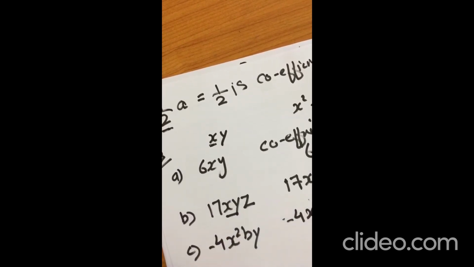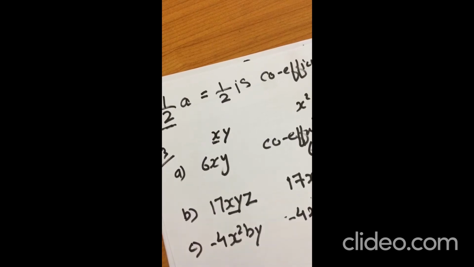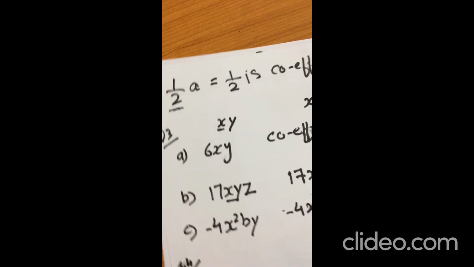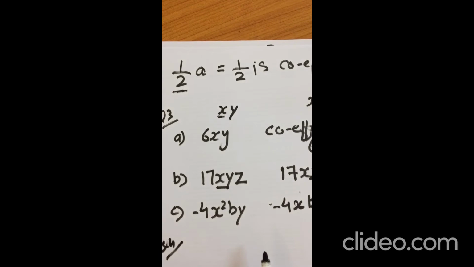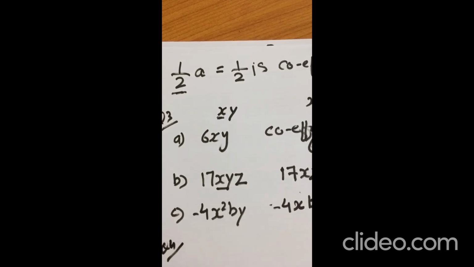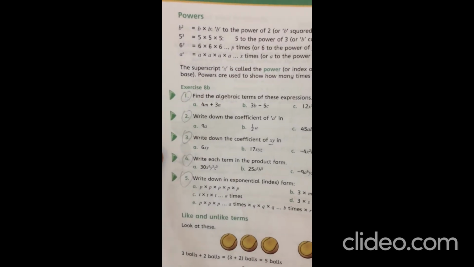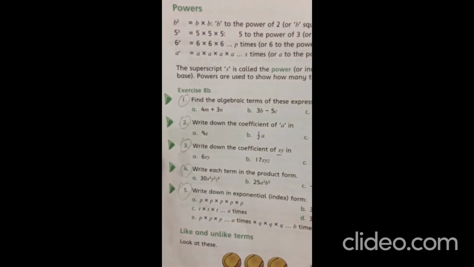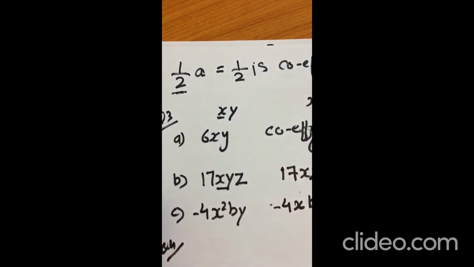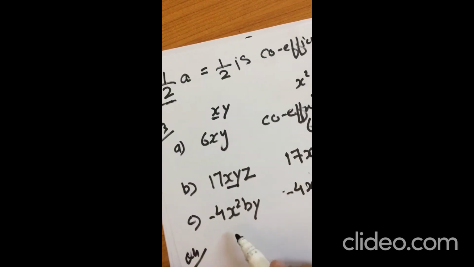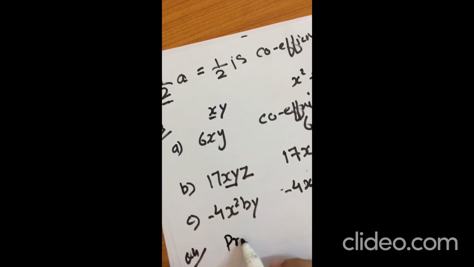Now I'm just going to the next question, question 4. In question 4, he's asking us to write each term in product form. You can find this in your book. Write each term in the product form. Product form, you know very well, product form means multiply.